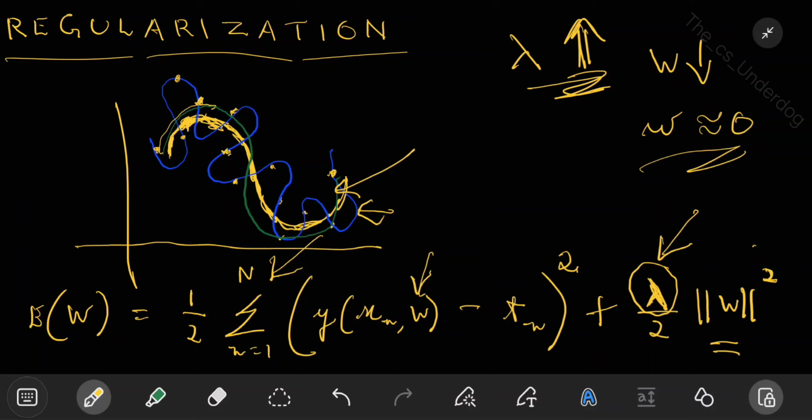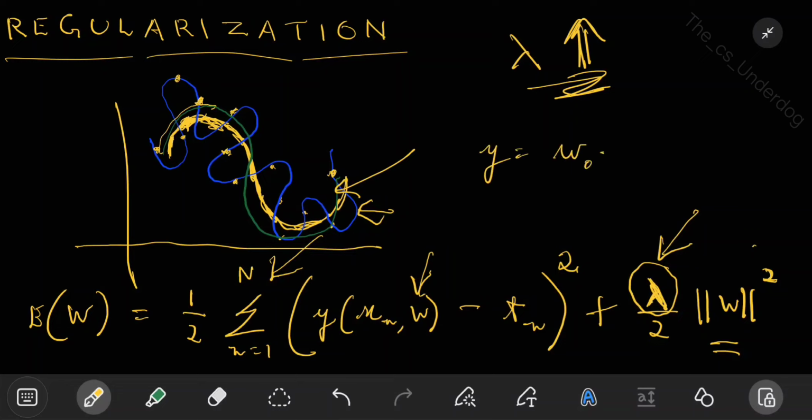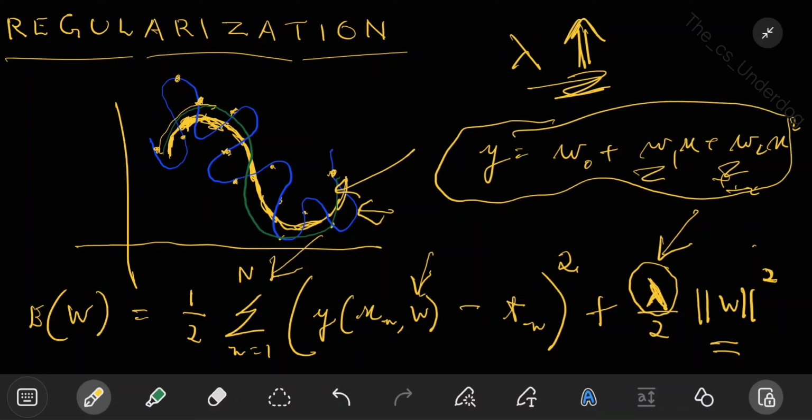What happens if your W is 0 in the equation y equal to W0 plus W1x plus W2 x square? Let's say there are a lot of higher terms as well, up to Wm x power m. If all the W's are almost 0, your y will almost become the line y equal to 0. What is y equal to 0? The line through the x-axis, that is this line. This will become y equal to 0. So this won't have any ability.